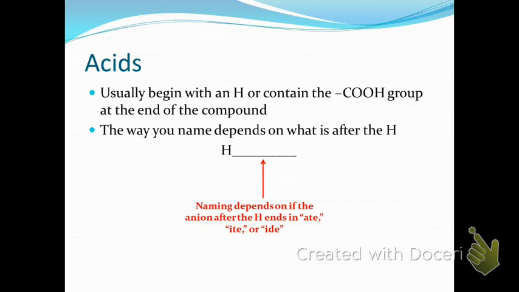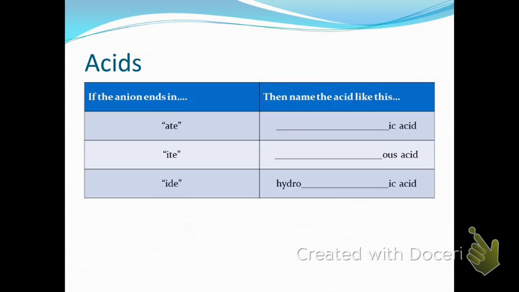If whatever is after the H ends in ate, ite, or ide, it changes how you name the compound. So if what's after the H ends in ate, you change it to blank-ic acid. I always tell students, I ate the icky stuff. That's how you can remember it. The ites will become OUS acid, and the ides are hydroblank-ic acid.